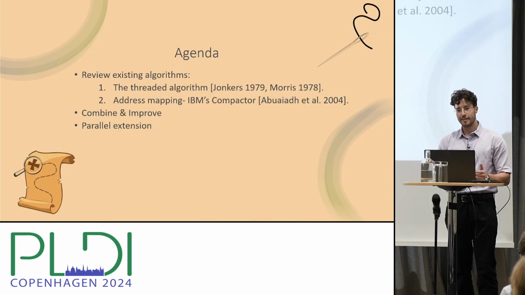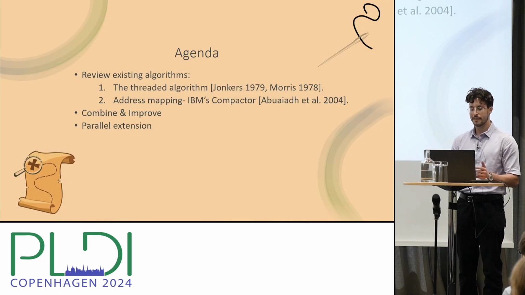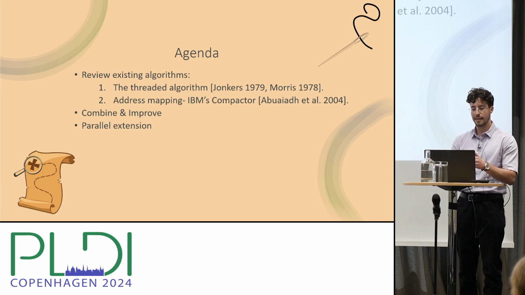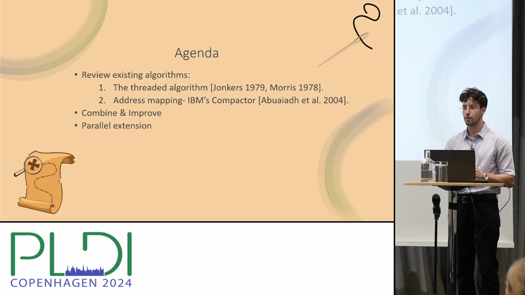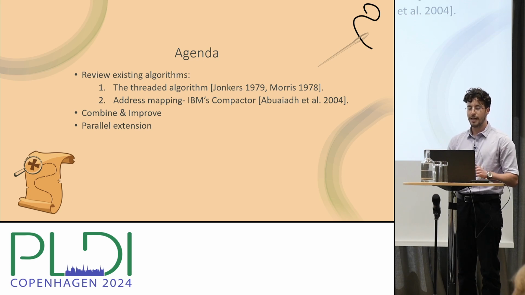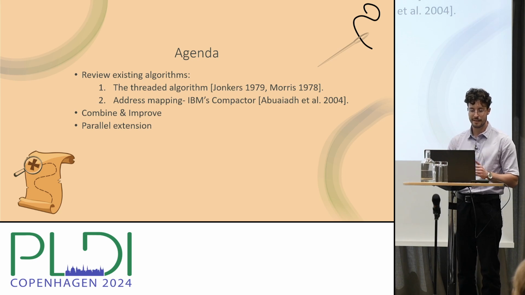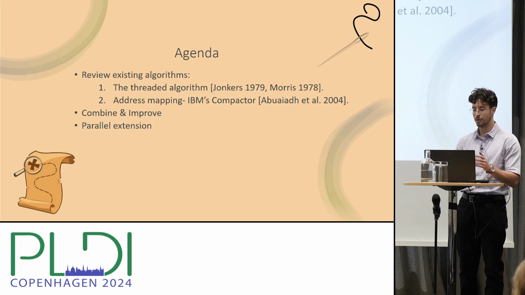So during this presentation, we will begin by reviewing existing algorithms that serve as the building blocks of the one-pass compactor. We will go through the threaded algorithm of Jonkers and through the address mapping approach showcased in IBM's compactor by Abuaiadh. We will then notice beneficial properties of this algorithm, and we will combine them together to create the one-pass compactor. And we will finish by discussing a little bit about the parallel extension, since we do not have time to cover the whole thing.